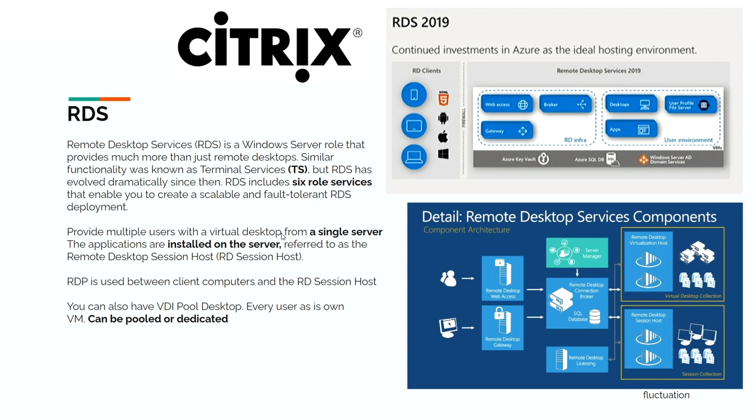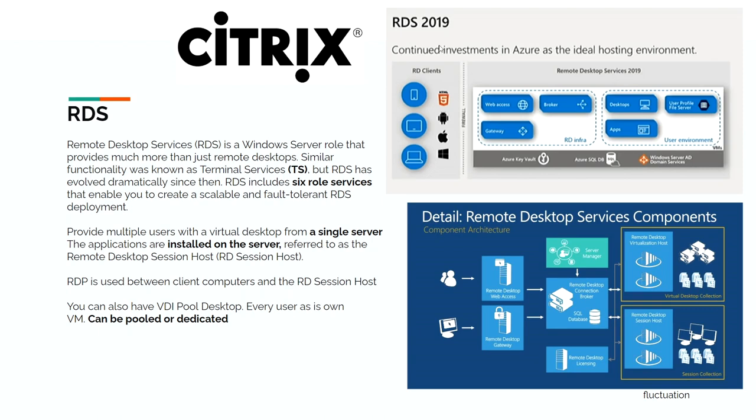So we're talking about accessing these applications or the desktop from a single server. These applications are installed on the server, referred to as the remote desktop session host, RD session host. To connect to the server you use RDP, everybody knows RDP, okay? RDP is used between client computers and the RD session host. You can also have VDI pool desktops, so every user has their own VM. It can be pooled or dedicated.